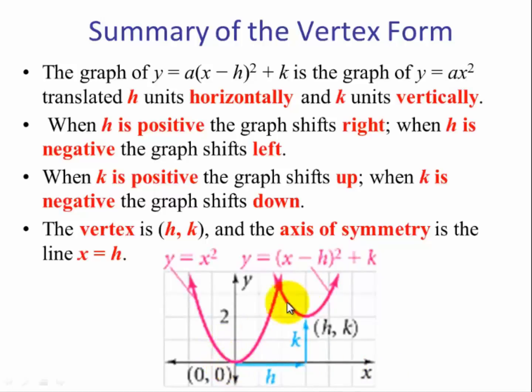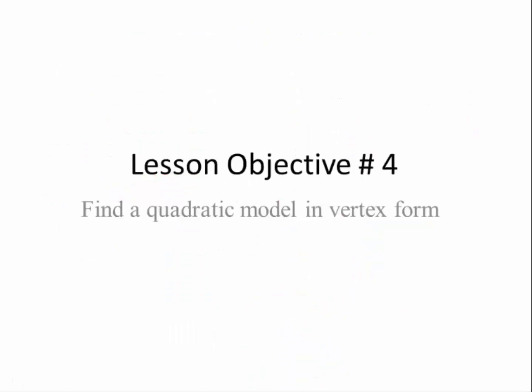So here we have a visual. h is the amount of the horizontal translation, and k is the amount of the vertical translation. And the vertex is always on the axis of symmetry. Lesson objective.